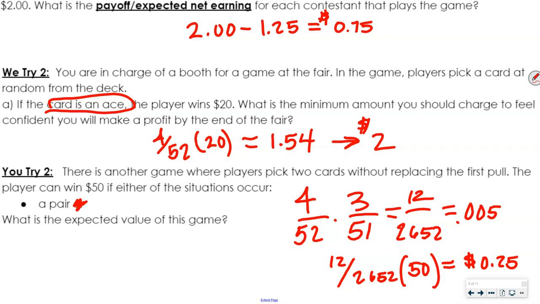So it says there's another game where players pick 2 cards without replacing the first card. The player wins $50 if either of the situations occurs. What's the expected value of this game? And this is just 25 cents, right? Because again, you get $50 if you do it. So you could almost spend 50 cents on a ticket and it would be worth your while. Anything above 25 cents and it would be worth your while.